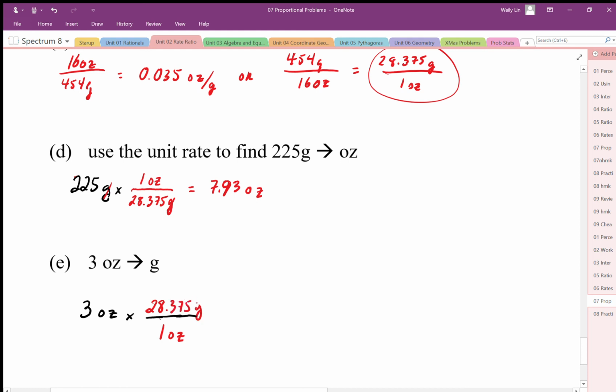Okay, so this then gives me 3 times 28.375 gives me 85.125. I'm just going to round this to 85.13. And then if I look at my unit analysis, I'm left with grams.